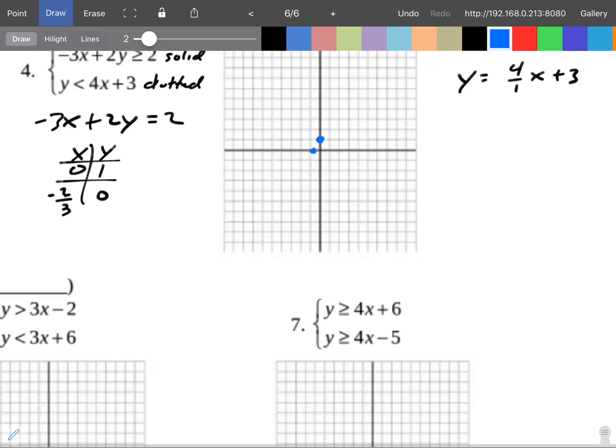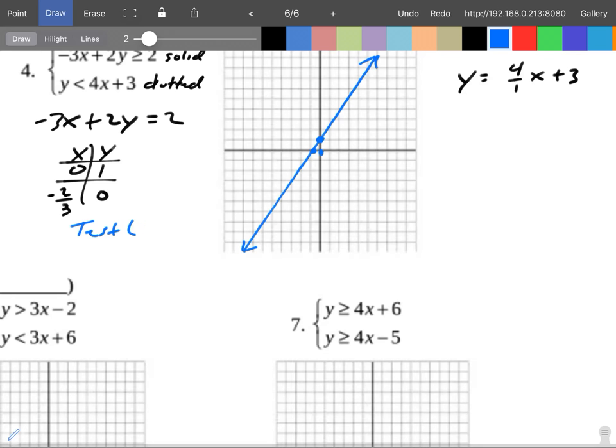And that's good enough. I'm going to graph this line. It's a solid line. So something like that. And then I'm going to test 0, 0.